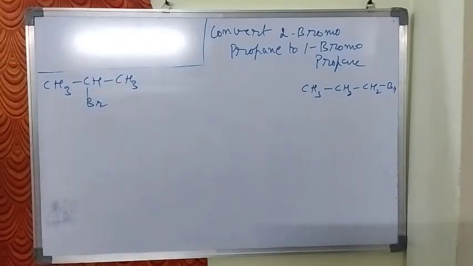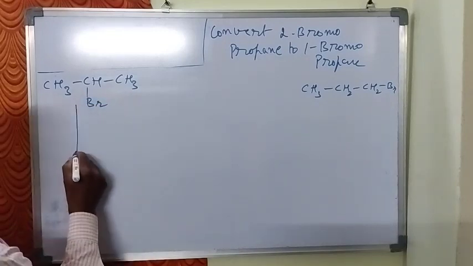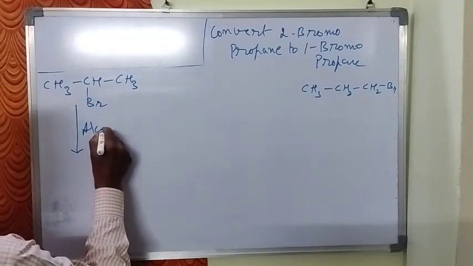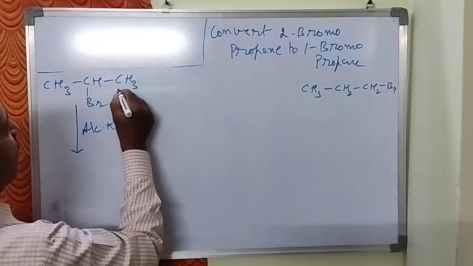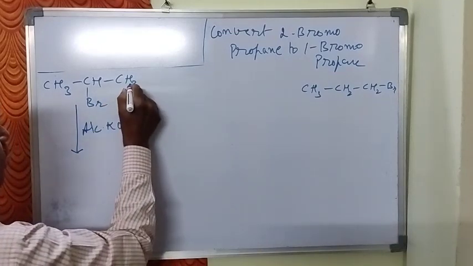Now, what do we do here? Just now we discussed some reagents. This is a haloalkane. Haloalkane in the presence of alcoholic KOH. What happens? Dehydrohalogenation takes place. So here, this is one bromine, and of course from here one hydrogen.